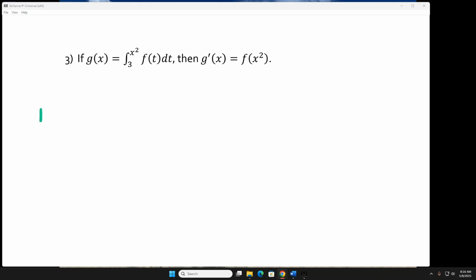So this is going to be false. This is the fundamental theorem of calculus, but the fundamental theorem of calculus works if this is just an x. You can just replace it there. Because it's an x squared, it's the fundamental theorem of calculus with an extra step. We are going to do f of x squared, but because it's x squared and not just x, we have to multiply by the derivative of x squared.